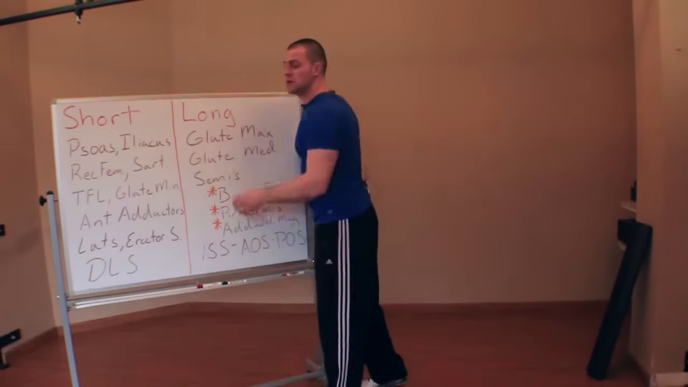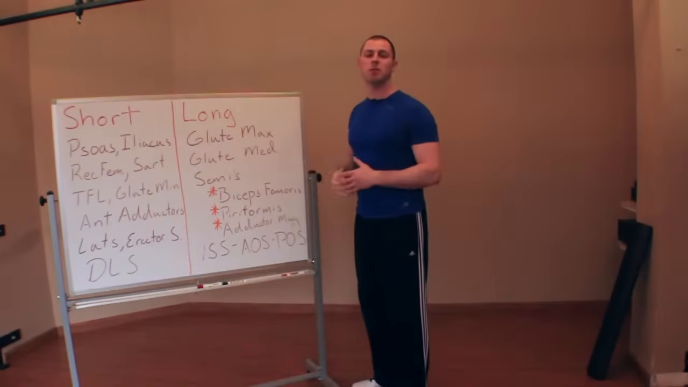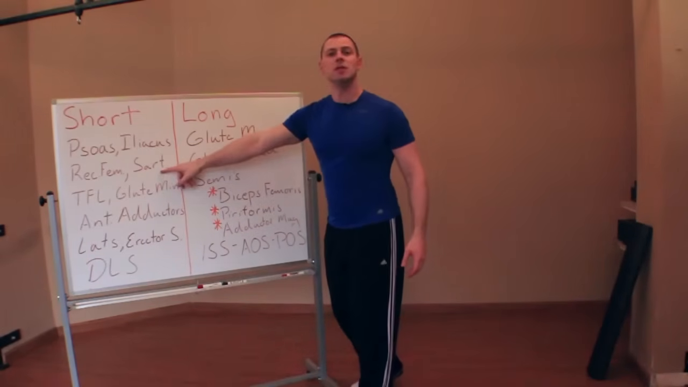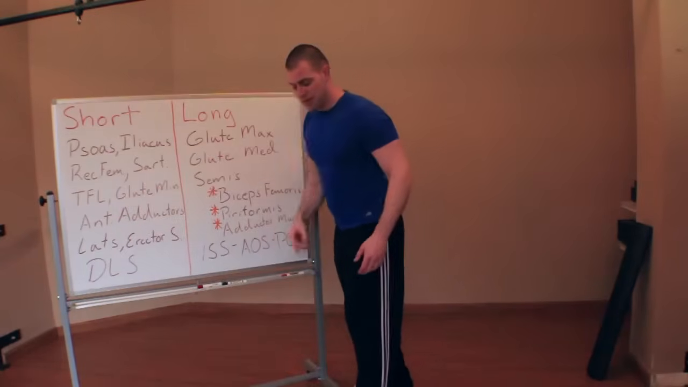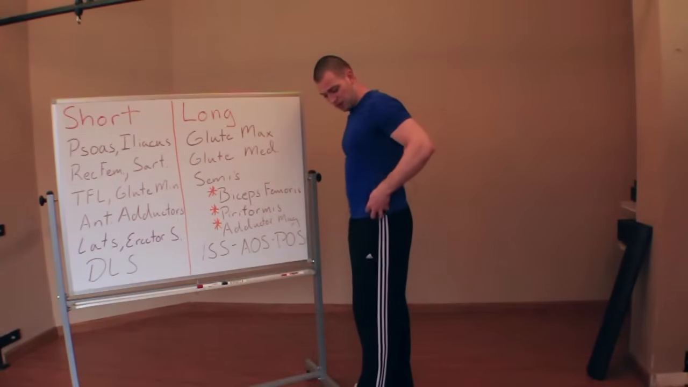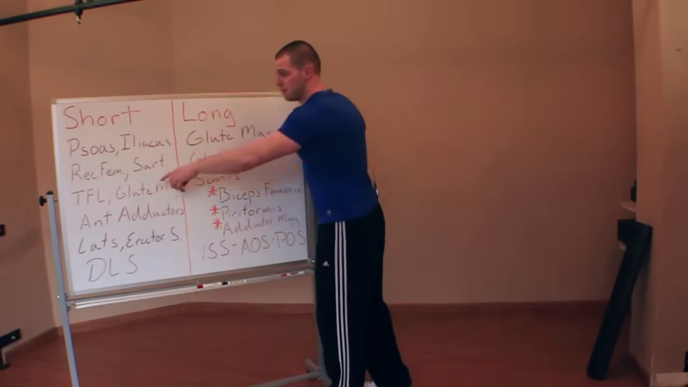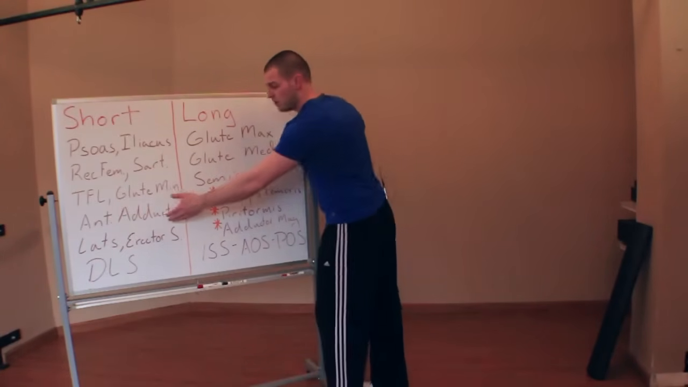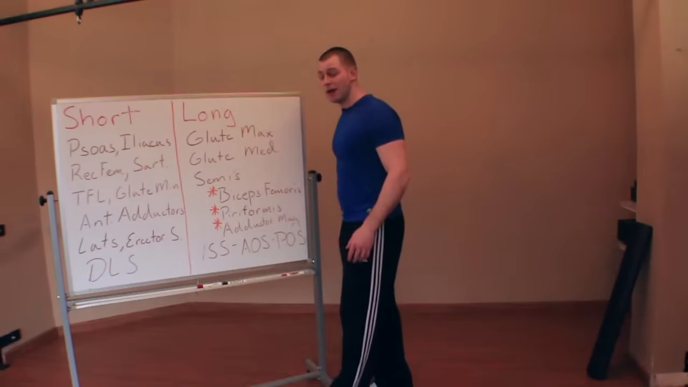Your rectus femoris and sartorius are both on your anterior thigh. You guys have probably been hitting both of these things. You just didn't know that this one was included too. TFL and glute min, same thing. Your TFL's here, your glute min's here. You're probably getting both of them when you do just above your greater trochanter on the side of your hip. Probably even doing inner thigh.